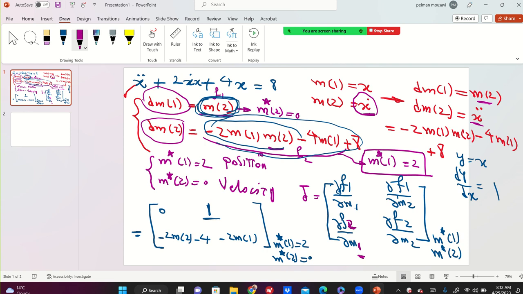That's right. So F2, what is M1 terms here? This term and this term. So with respect to M1 is going to be minus 2 M2, and minus 4. Now F2 with respect to M2. Only M2 is here again. Minus 2 M1. See what I'm saying?